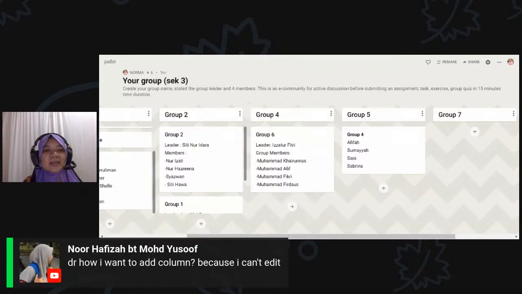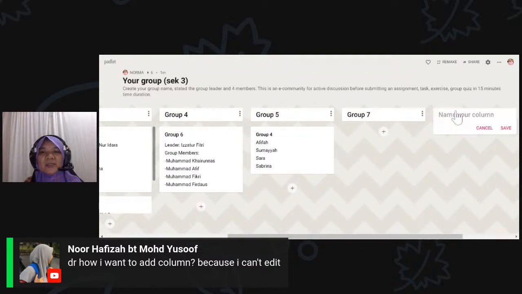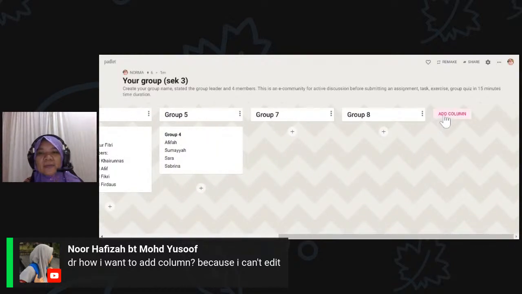They said that they cannot edit. You just put your post here. If you cannot edit, I will edit for you. I will prepare the columns for you. Let's say I put another column here for the group. Maybe I put group 8 to make it more different, and then I put group 9, for example, here.